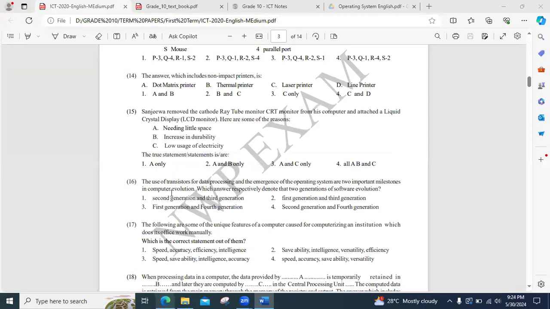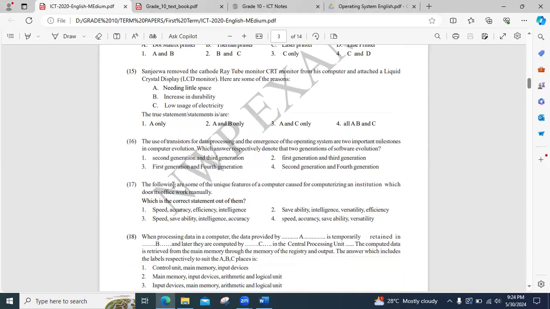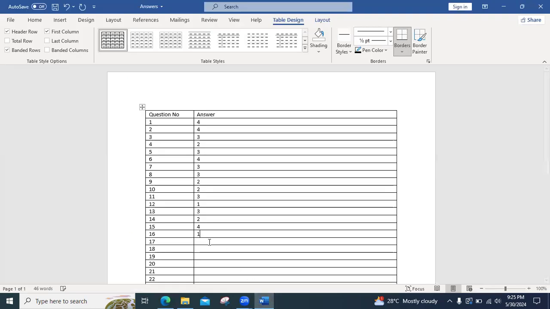Okay, now the 16th. Use of transistors for data processing and the emergence of the operating system are two important milestones in computer evolution. Which answer respectively denotes the two generations of the software evolution? Transistor was invented in the second generation, and the operating system was invented in the third generation. So the 16th question answer is 1.